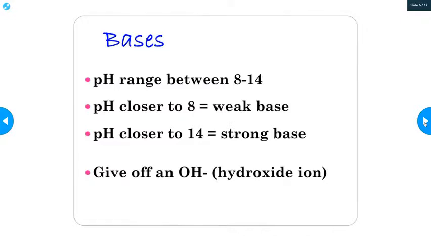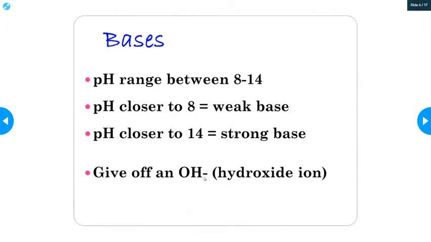When we look at bases, bases have a pH range between 8 and 14 because we said 7 is neutral. And once again, the closer it is to neutral, the weaker it's going to be. The further it is from neutral, the stronger it's going to be. So a pH of 8 is really close to 7, so that's going to be weak. A pH of 14 is far away from 7, so that's going to be strong. Then bases give off what's known as the hydroxide ion, which is an OH minus.